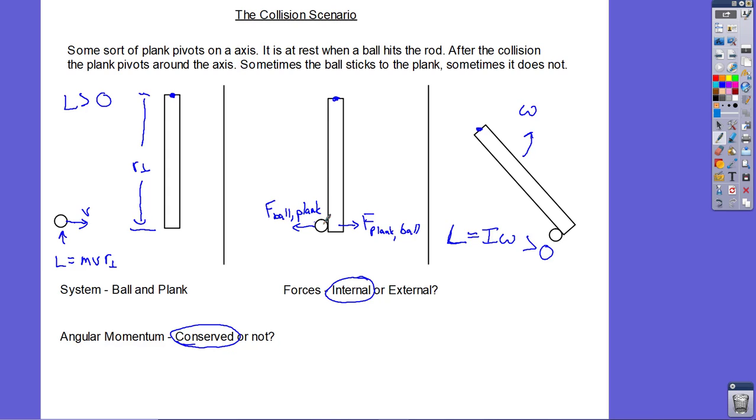Now in this interaction, this force on the plank by the ball will generate a torque on it. So that means the plank will gain angular momentum. The ball is going to slow down, so it's actually going to lose angular momentum, but the angular momentum of the system is conserved. All right, so that's a good place to stop.